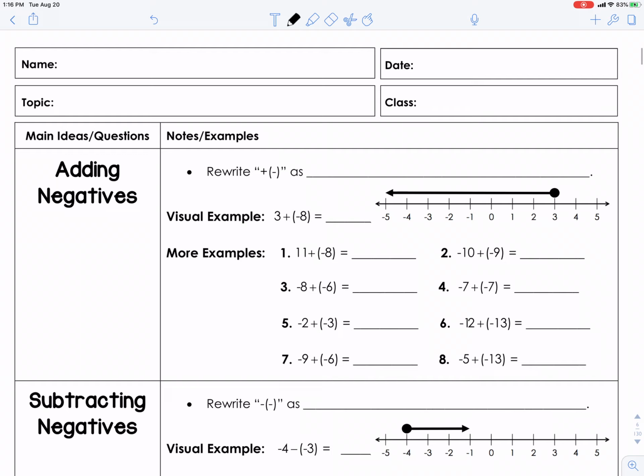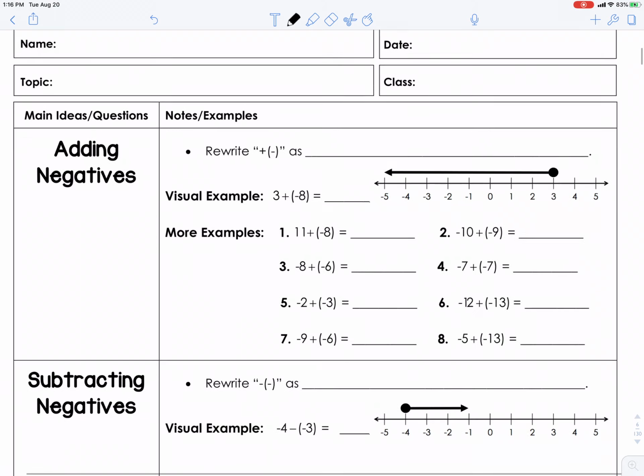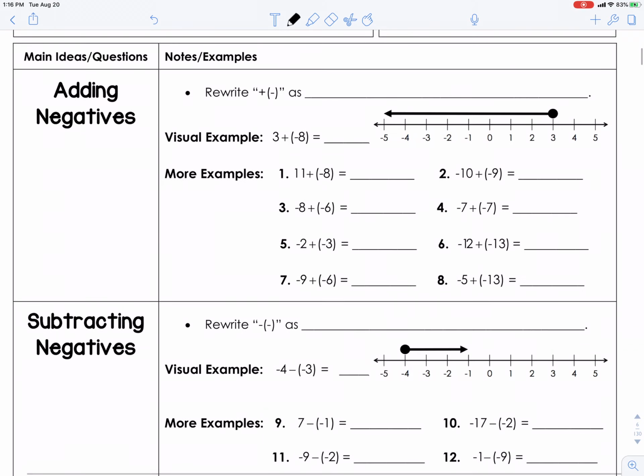So, adding negatives, lesson 2, and subtracting negatives. Let's just jump right into this. So, the very top of this, when you see rewrite this, whenever you see adding a negative or plus a negative, it just becomes subtraction. So whenever you see plus a minus, it just becomes subtraction. So rewrite it as subtraction.